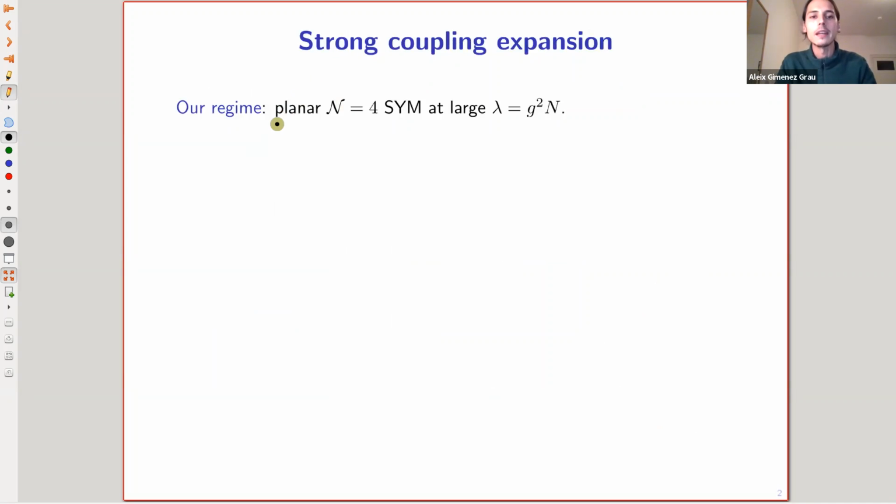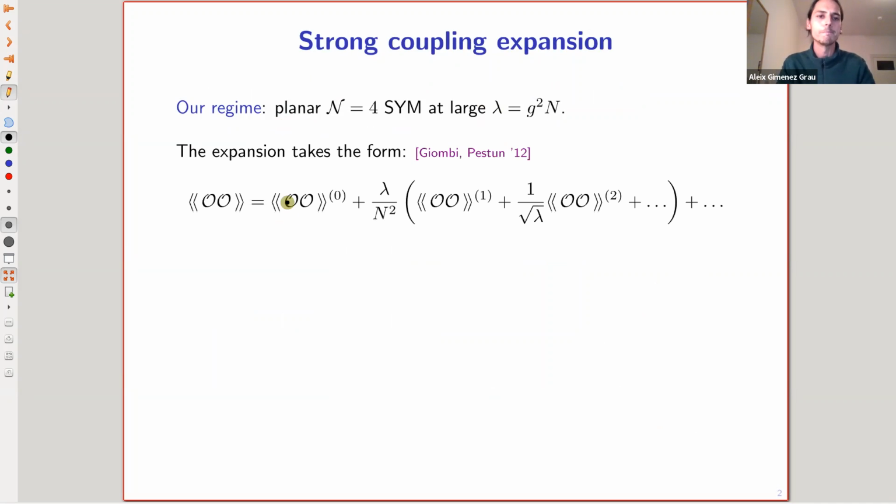And we are going to be working in planar N=4 super Yang-Mills. So we send the number of colors to infinity, keeping the 't Hooft coupling fixed. And at the very end, we send the 't Hooft coupling also to infinity. So in this particular regime, this observable we are interested in starts with some order 1 contribution. You get some lambda over N squared corrections. And here you would get some infinite tower of 1 over square root of lambda corrections.